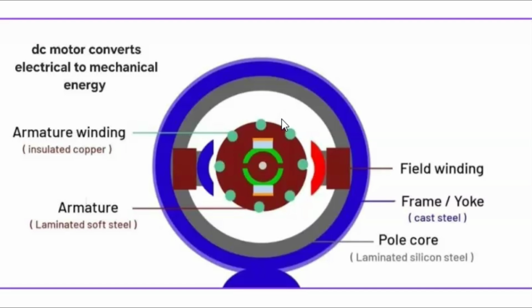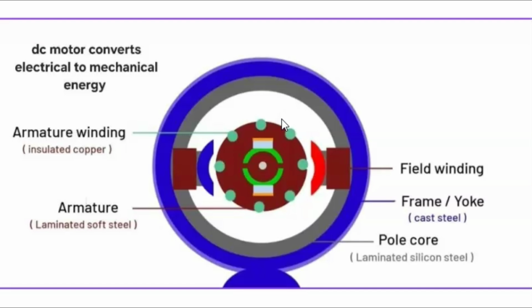So stator is the stationary part of the DC motor. The outer portion of the motor is known as the frame or yoke, which is made up of cast steel. It supports the stator core and protects the internal assembly of the motor. And it provides an easy path for magnetic flux produced by the field winding.